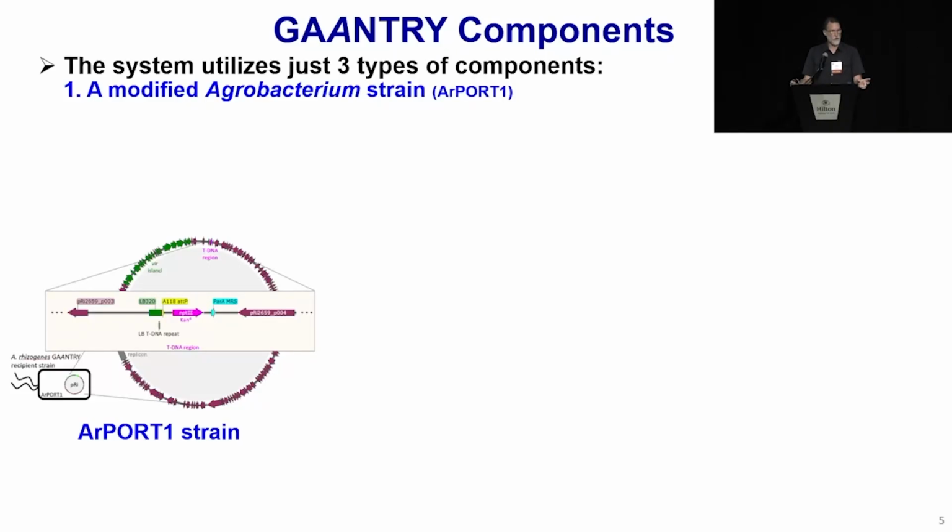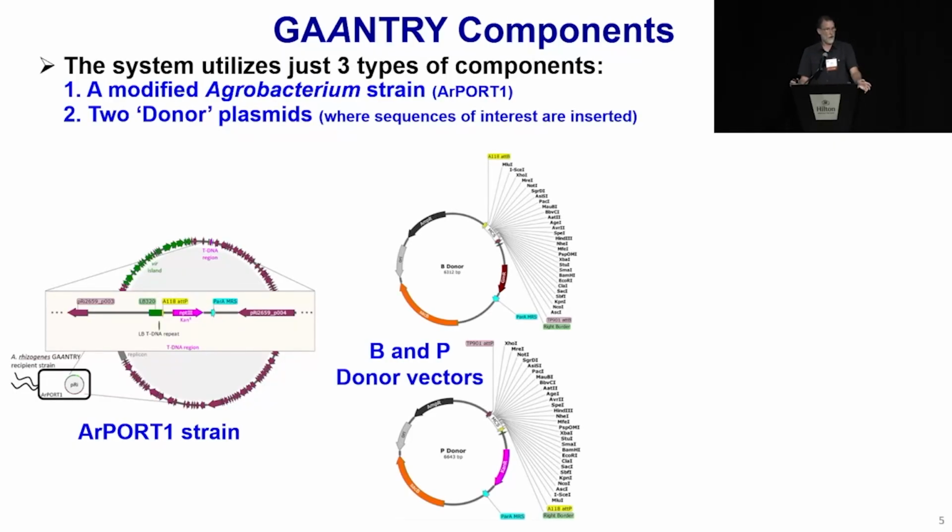I don't know if it's large enough for you to see there, but the components include an introduced left border region, then an att site for A118 recognition, and then a kanamycin selection marker. So the original strain doesn't have a complete T-DNA, it just has a kanamycin selection marker. The other 2 types of components you need for GANTRY assembly are, first, you need 2 donor plasmids.